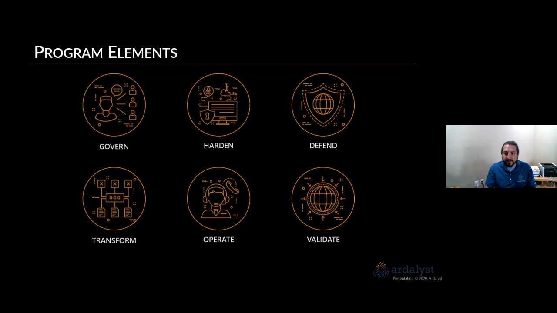Governance, having a plan, having a policy, making sure that your people do the right thing. Hardening, making it harder to get into your systems, and defending, which is protecting your systems in the event of any sort of attack or incident. So let's drill into these a little bit more.